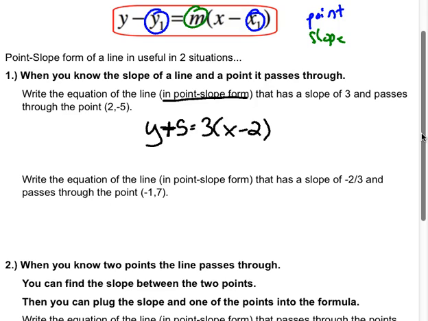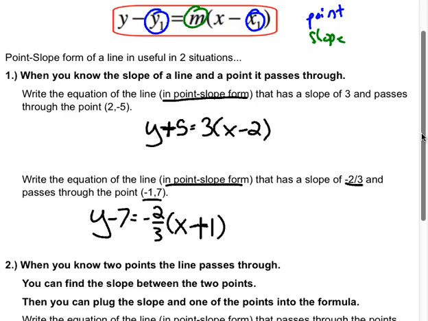Same thing with the next one. I have a slope and I have a point, so I can write this in point slope form. y minus the y value from the point equals the slope times x minus the x value from the point. Then of course I would just clean up that double negative, and since it wants it in point slope form, you're already good to go. So as you can see, it's really not a big deal writing it in point slope form.